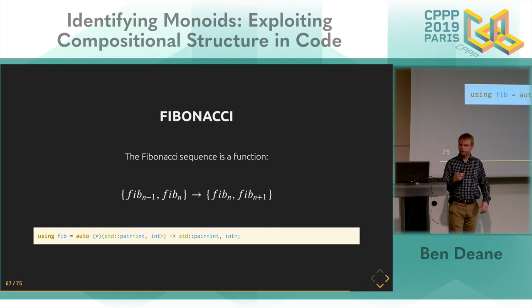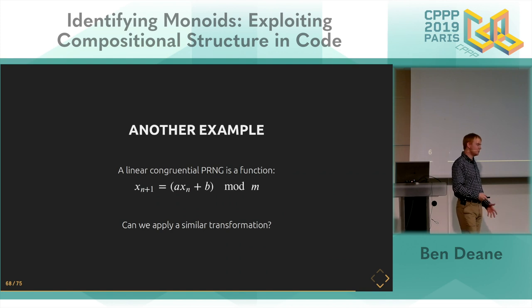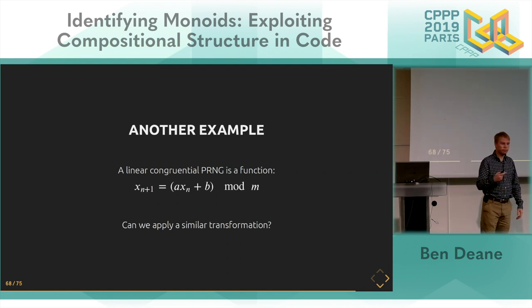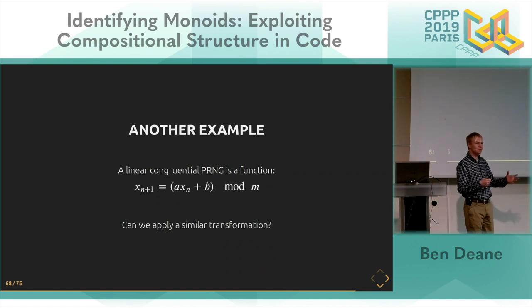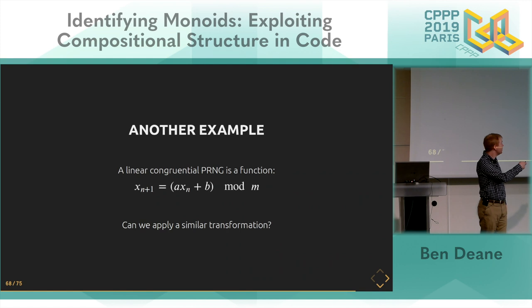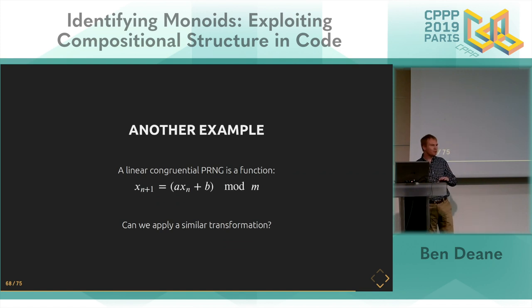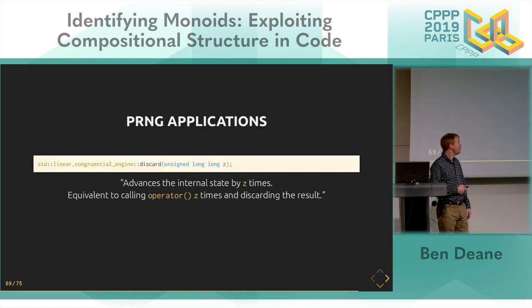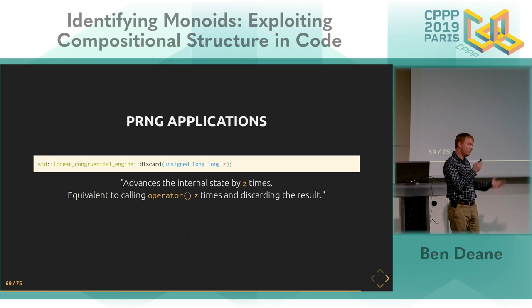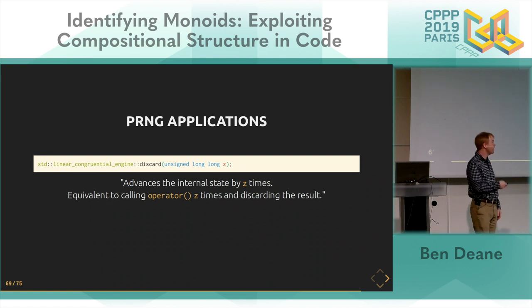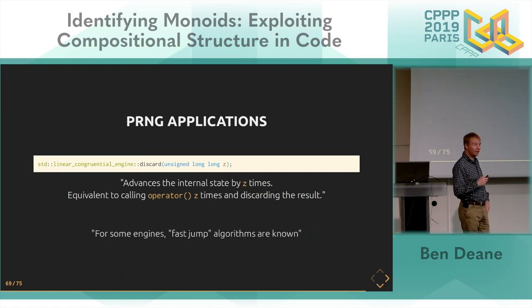Now, Fibonacci is a toy, so I'm going to give you a real-life example of where this is actually applicable. A linear congruential random number generator is fundamentally a function from A's to A's, and it's fundamentally a multiply and an add, which is basically a multiply with some extra stuff. So if we could transform this... In your favorite random number generator in the standard library, you'll find this discard function, which is just saying, advance my random number generator by n steps. And on cppreference.com, it says, for some engines, fast jump algorithms are known.